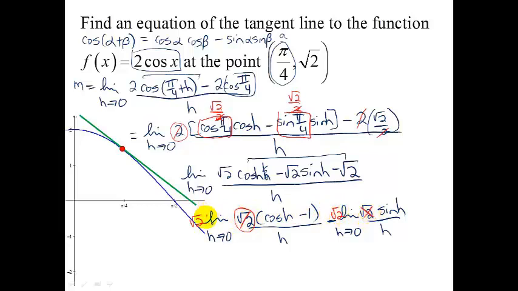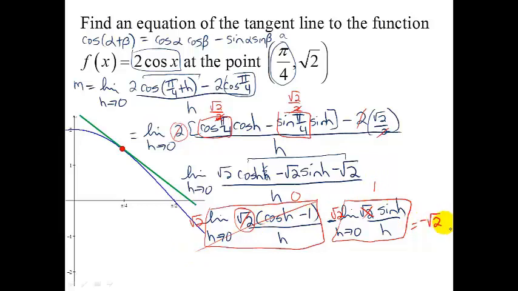And then we've got to remember something we learned earlier. The limit as h approaches 0 of cosine h minus 1 over h was 0, and the limit as h approaches 0 of sine h over h was 1. So this will be gone, and the rest of this will leave us negative square root 2. So we have found the slope of the tangent to the curve at pi over 4, and it's negative square root 2. We're ready to find the equation of the tangent to the curve if we remember the point slope formula.